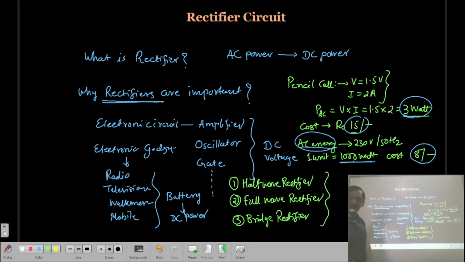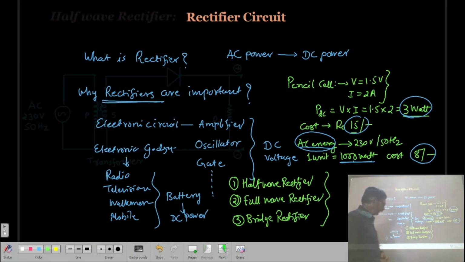Now every rectifier has some advantages and disadvantages. So when we discuss these rectifiers, at the same time we will also discuss the advantages and disadvantages. Also we will find out how much of the AC energy is converted into DC energy. That is very important, and it is known as the rectification efficiency of the rectifier. So let us see what is a half wave rectifier.